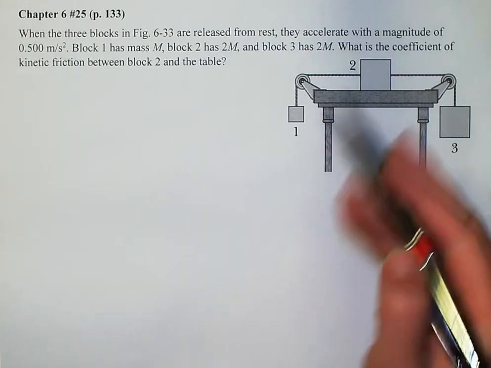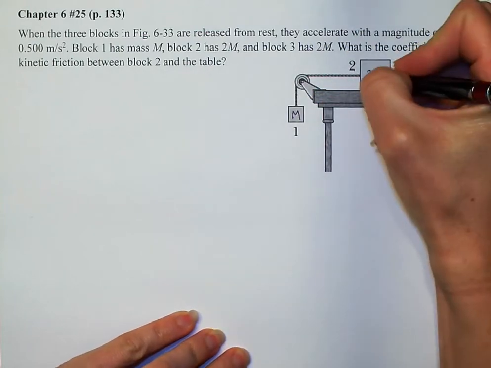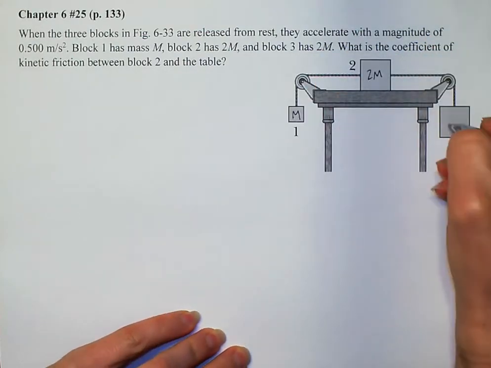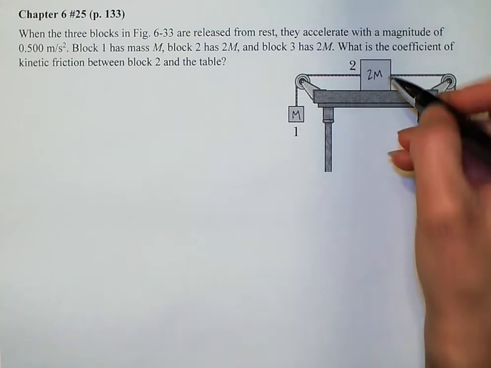Block 1 right here has a mass m. Block 2 has a mass 2m. And block 3 has a mass of 2m. What's the coefficient of kinetic friction between block 2 and the table?